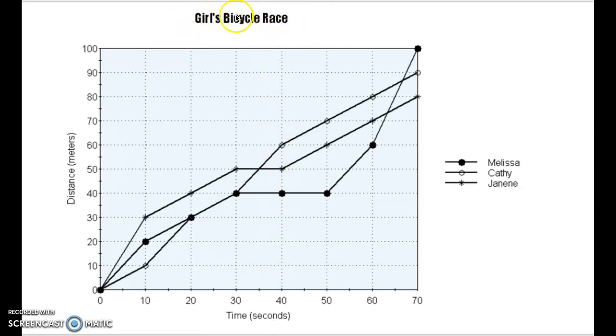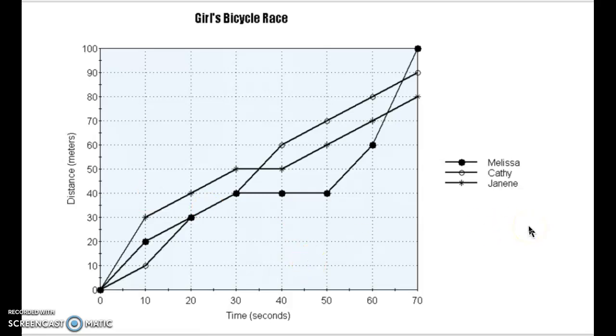Looking at this race, the girls' bicycle race, we can see using the key that Janine is the asterisk. If we go to 20 seconds, Janine had traveled 40 meters in those 20 seconds.